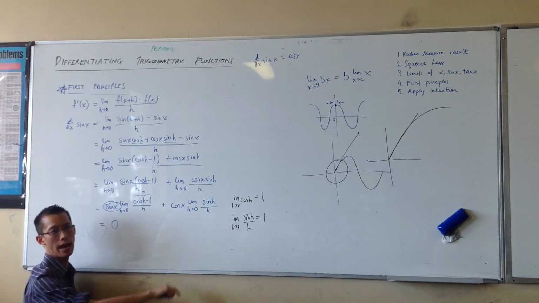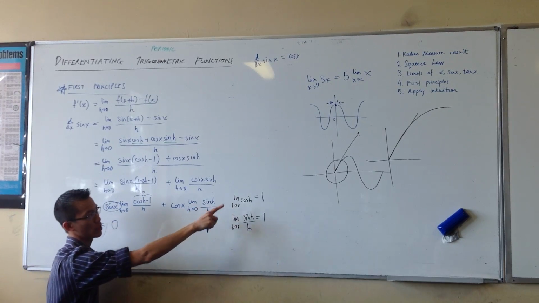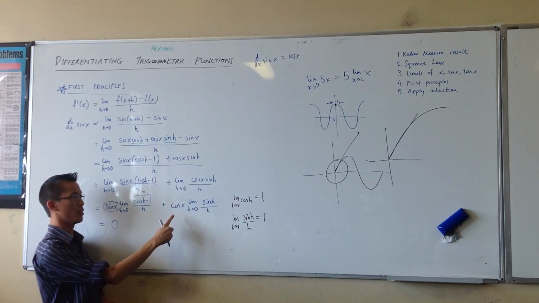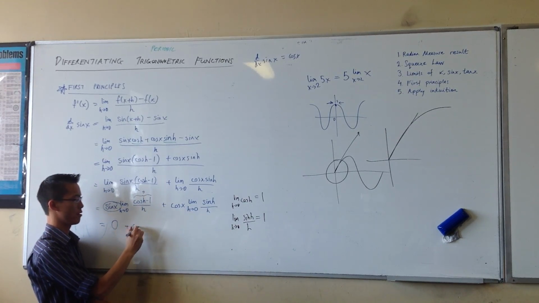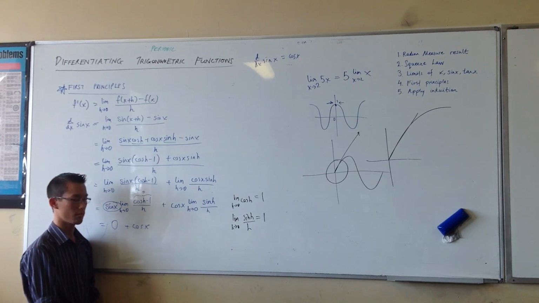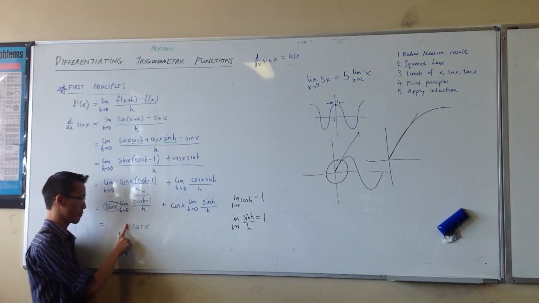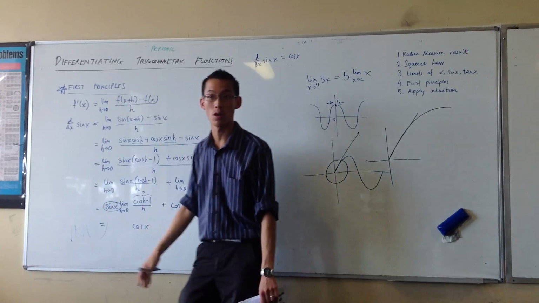Now what happens to this side? This limit, as we saw from the graphs, approaches 1. So cos x times that limit, which is 1, is just cos x. The derivative of sine is cos.